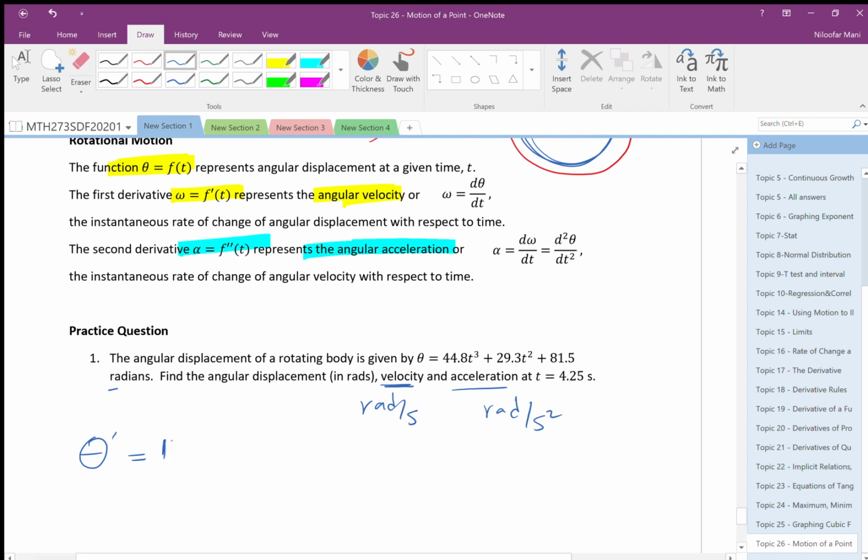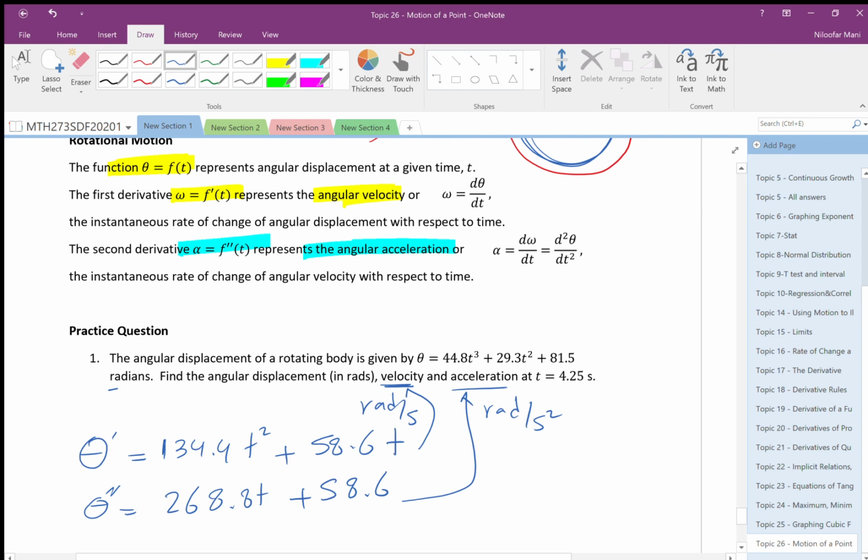Okay, so it's 134.4 t squared plus 29.3 times 2, which is 58.6 t, and then I do double prime, which is 134.4 times 2, so 268.8 t plus 58.6. So this is for velocity and this is for acceleration.